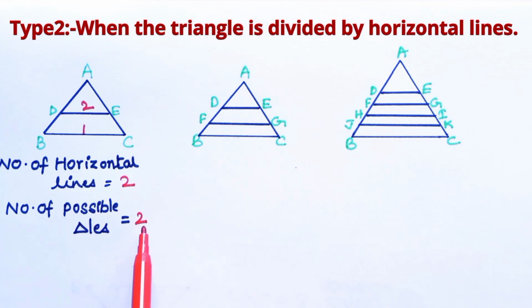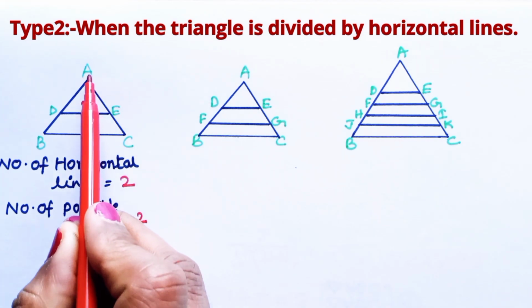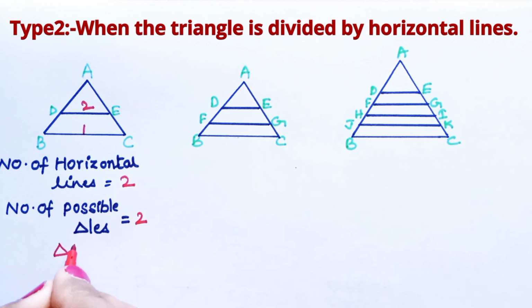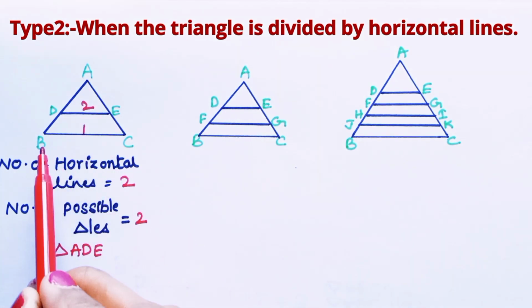Now let us see what are those two possible triangles. Triangle ADE and the triangle ABC.